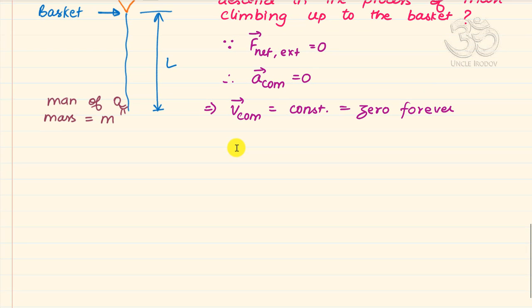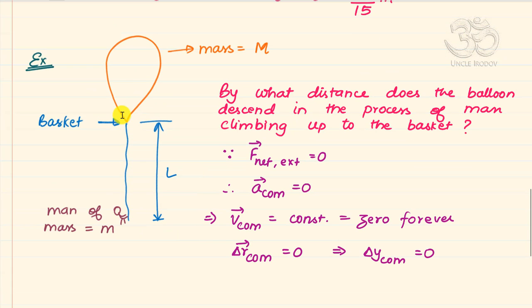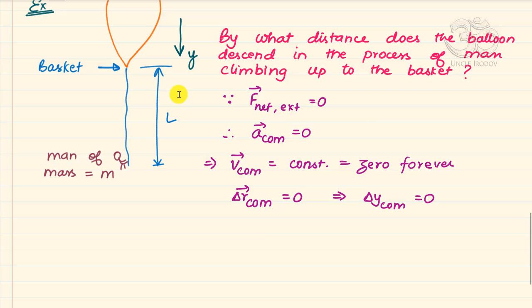That means the displacement of the center of mass is going to be 0, and when I write the displacement term, there will be three parts, x, y and z. So I am only interested in the y part. So delta y of center of mass is 0. So what I say is, let in the process of man climbing up, the balloon move down by a distance y. So that's what I have assumed.